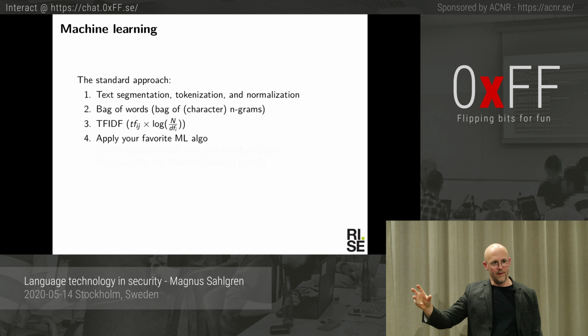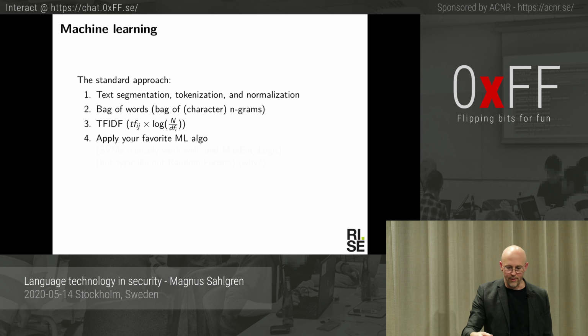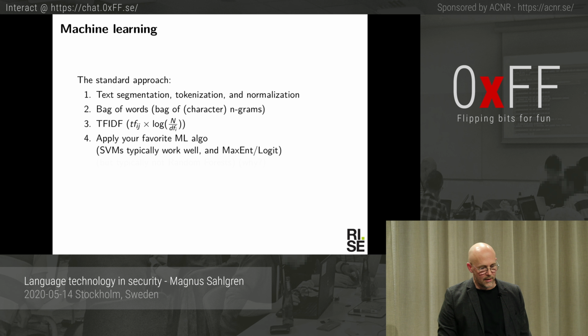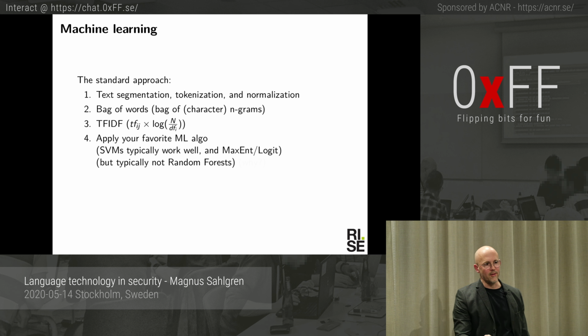So, standard approach. Build your TF-IDF representation, throw it into your favorite machine learning algorithm. Support vector machines tend to work good for language data or logistic regression. Random forests tend to be something that people use in other areas. Typically doesn't work well for language data. And this is also something that I normally would ask the audience, why do you think it doesn't work?